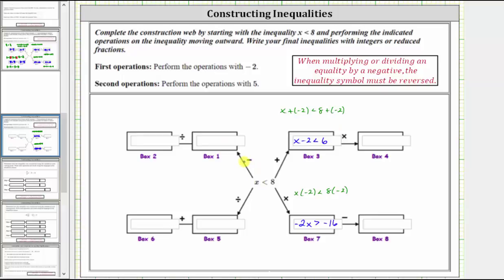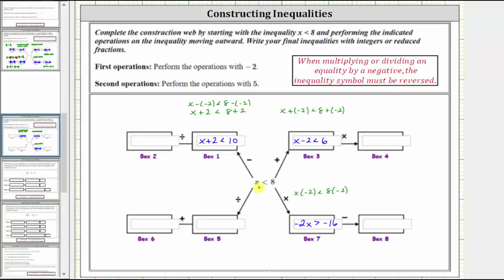In this direction, we subtract -2 on both sides, which gives us x minus -2 on the left is less than 8 minus -2 on the right. Remember, subtracting a negative is equivalent to adding a positive. So on the left side, we have x plus 2, less than, on the right side, we have 8 plus 2. This gives us the inequality x plus 2 is less than +10.